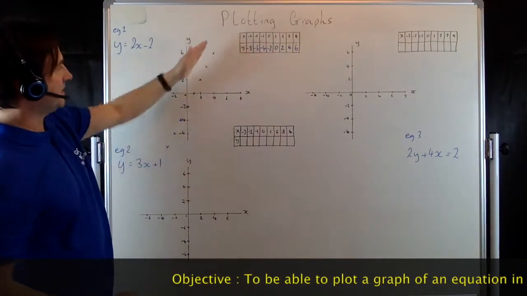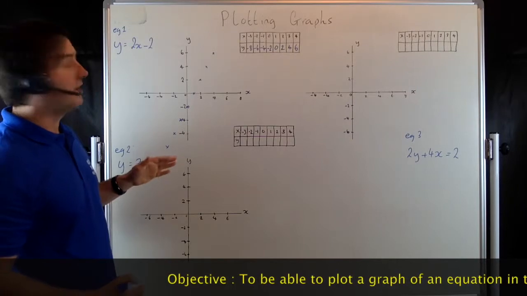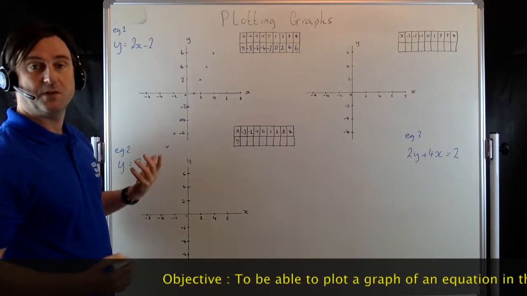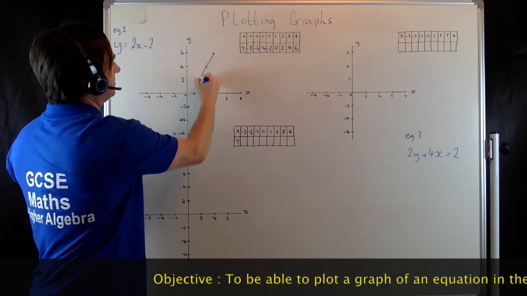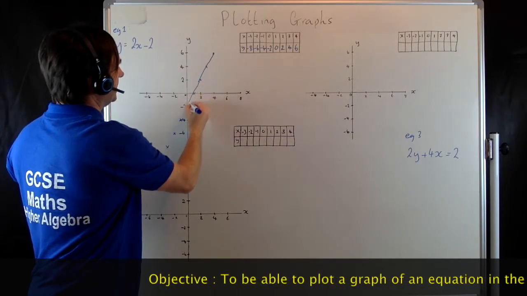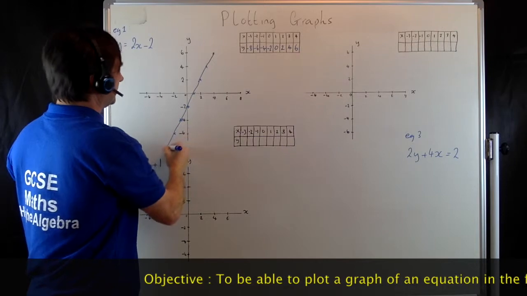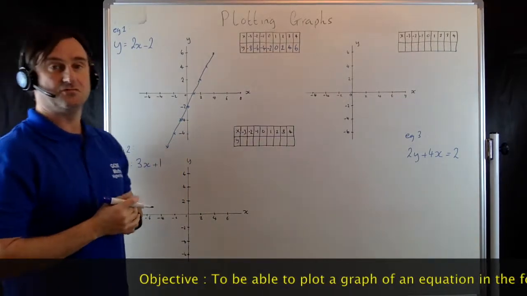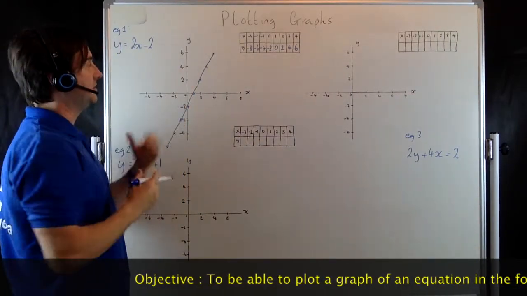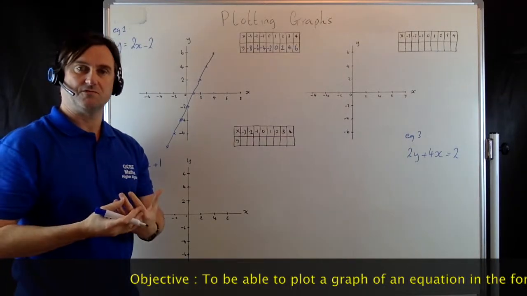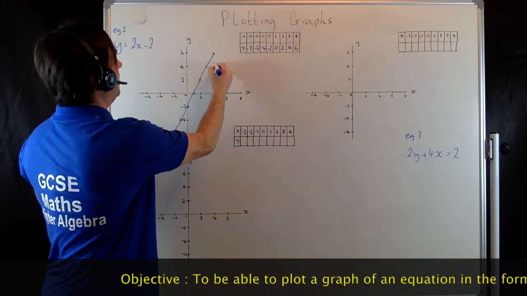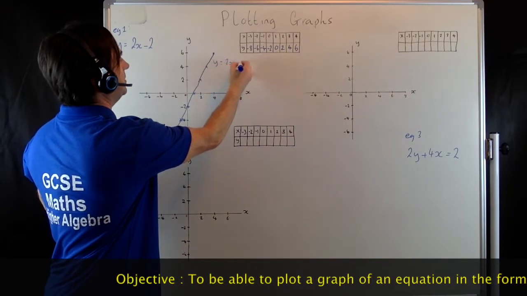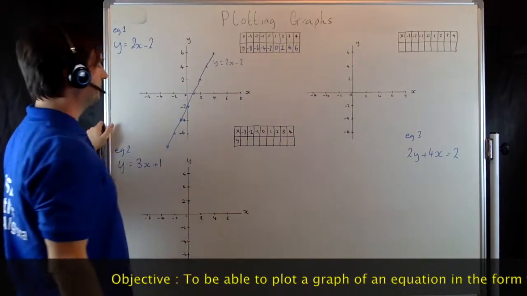I've now got my sets of coordinates there. I can join them up to form my straight line graph. So join these up. You need to use a ruler when you're doing this. It's difficult for me to use a ruler on here, so it smudges things, so I'm just doing it freehand, but please use a ruler when you're doing this. And we've got our graph of y equals 2x minus 2.